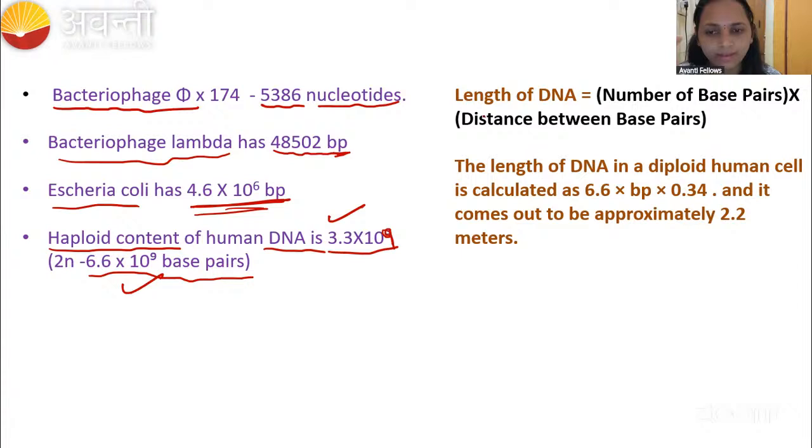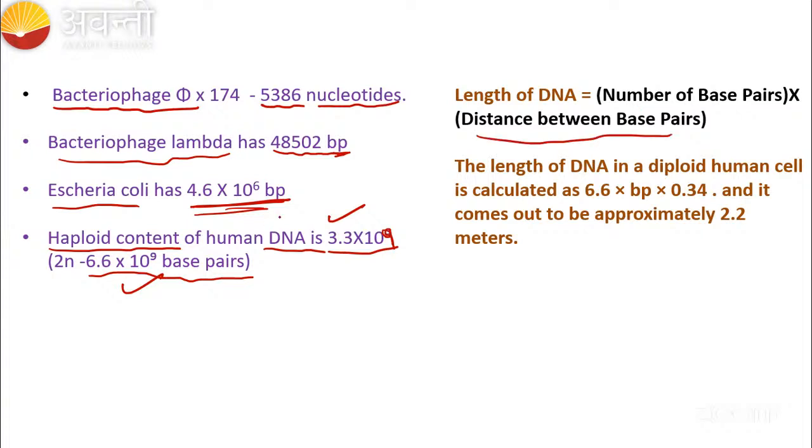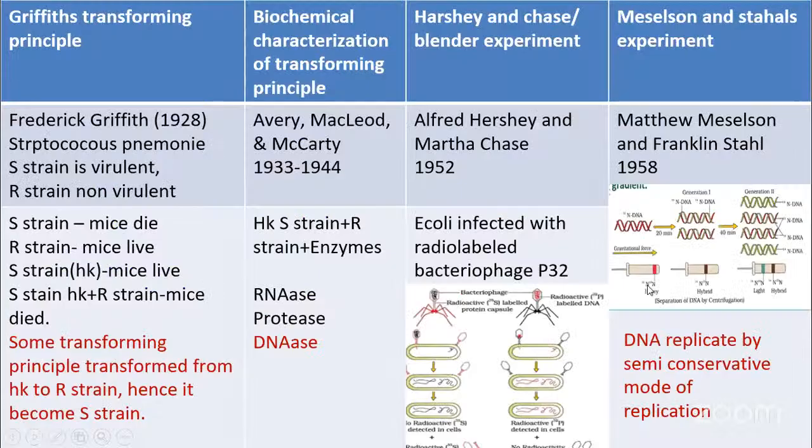In many exams, they will ask you to find the length of the DNA. How can you find the length? It is the number of base pairs into the distance between the base pairs. For example, let us find it for the human DNA. If they ask about the diploid, we count for the diploid: 6.6 into 10 to the power of 9 base pairs into the distance between base pairs, 0.34 nanometers. By multiplying that, we will get 2.2 meters. Do you have any questions here?